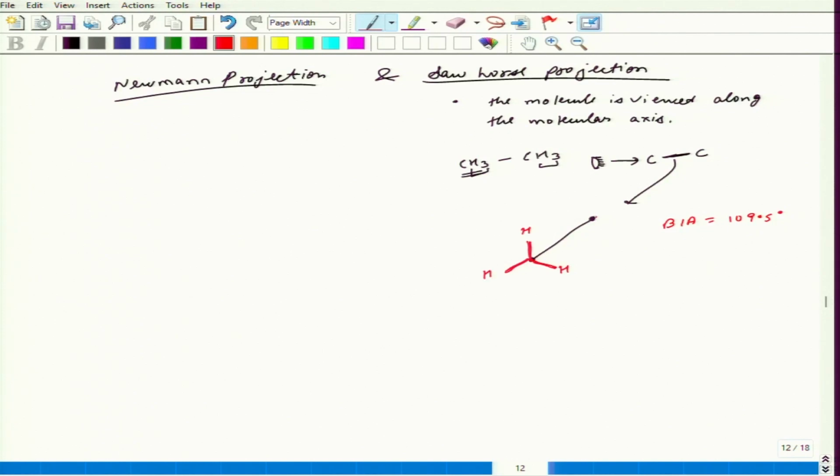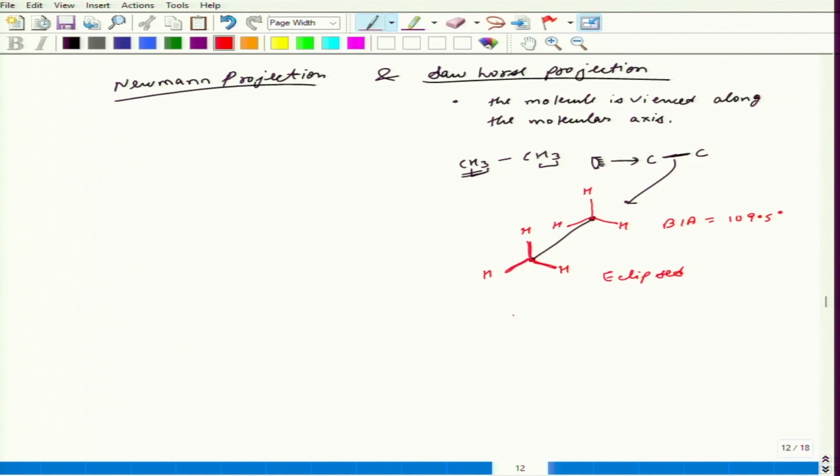Okay. Now, this back carbon's hydrogen arrangement will describe whether the projection is eclipsed or staggered. What I have told about eclipsed is that the hydrogens are as close as possible, meaning the arrangement in which the hydrogens are aligned on the first carbon, the same way on the second carbon, hydrogen, hydrogen, hydrogen. This is eclipsed.